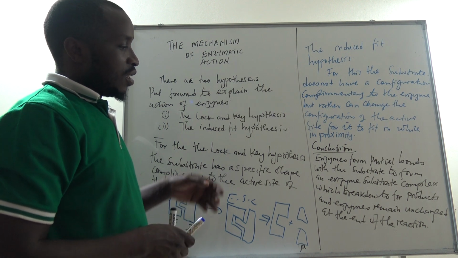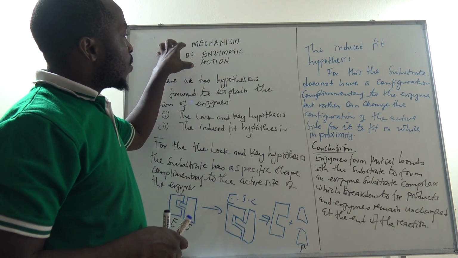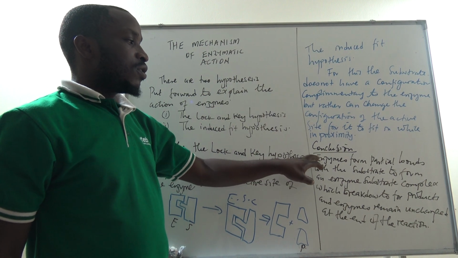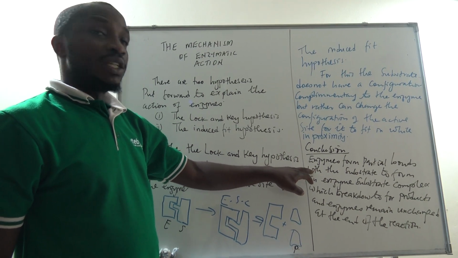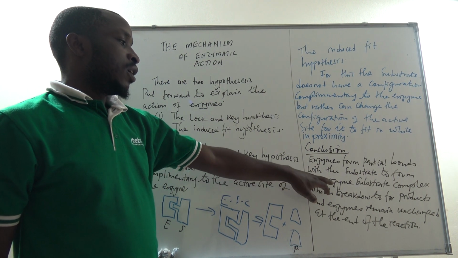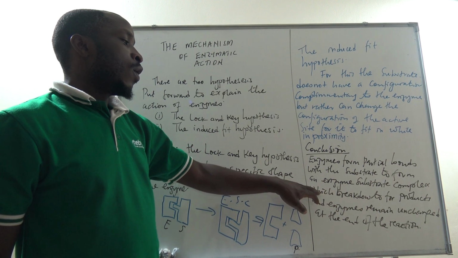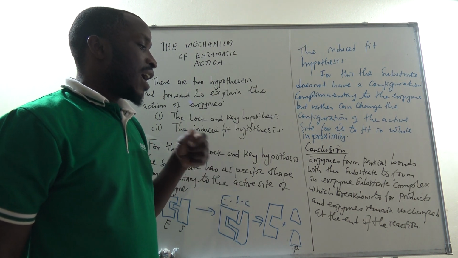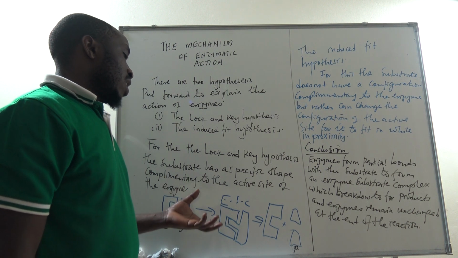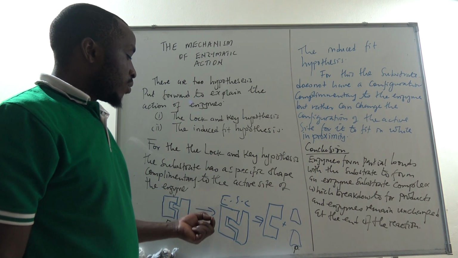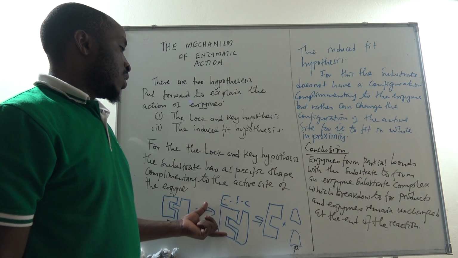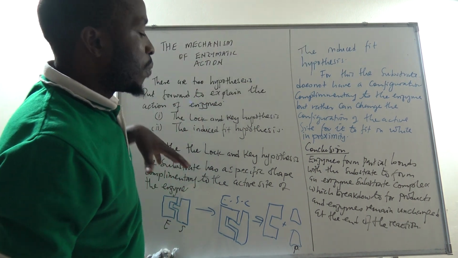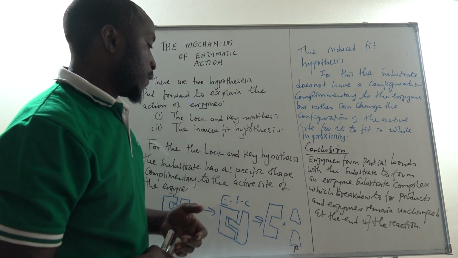So if a question comes in this way, describe the mechanism of enzymatic action, we shall take the conclusion that enzymes form partial bonds with the substrate to form an enzyme substrate complex which will later break down to form products, but the enzyme remains unchanged at the end of the reaction. So in other subsequent sessions, we shall see people who formulated the lock and key hypothesis, who formulated the induced fit hypothesis, and then we compare them at large to come up with the deeper meaning of enzymes.